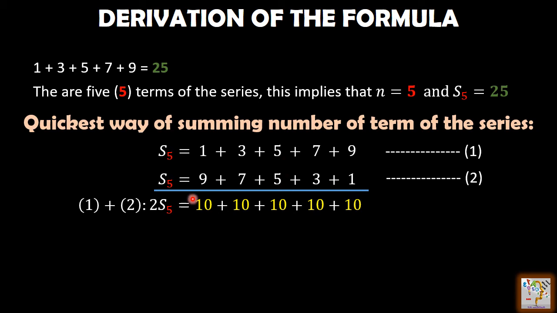So you observe something, you realize something here: every time I take 2 corresponding terms of the original series and the reversed series, the answer is the same, it is common. It will always be 10, 10, 10, 10, 10, 10. So it means we don't need all these 10s. Because it is common, we'll just take only one 10.